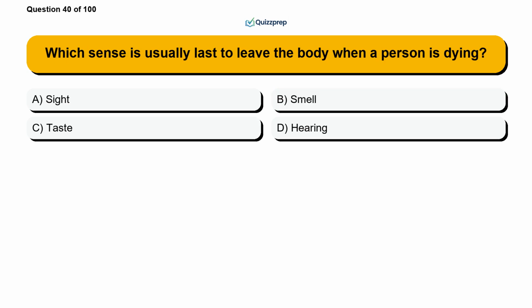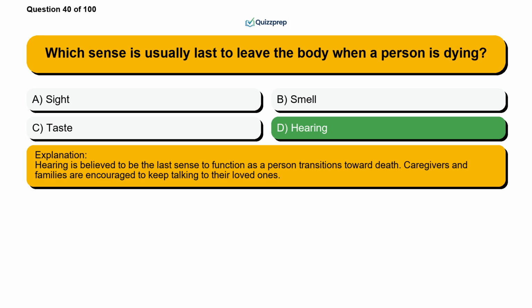Question 40. Which sense is usually last to leave the body when a person is dying? Option A, sight. Option B, smell. Option C, taste. Option D, hearing. The correct answer is option D, hearing. Hearing is believed to be the last sense to function as a person transitions toward death. Caregivers and families are encouraged to keep talking to their loved ones.